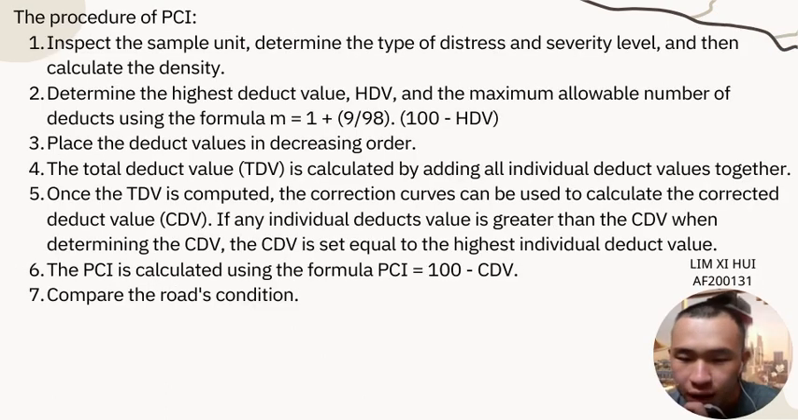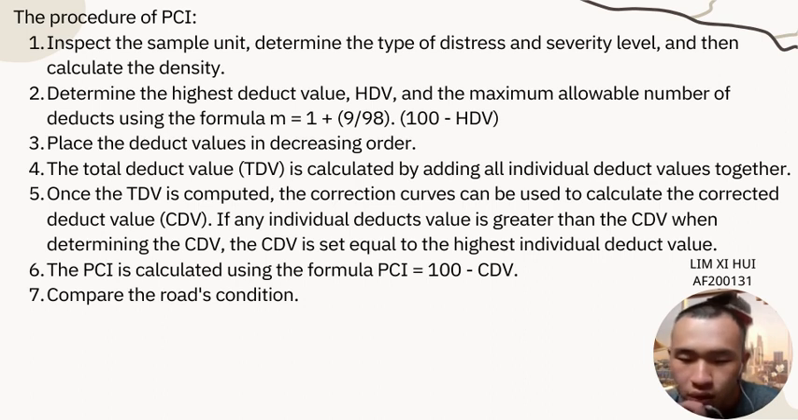The procedure of PCI: inspect the sample unit, determine the type of distress and severity level, and then calculate the density. Determine the highest deduct value, HDV, and the maximum allowable number of deducts using the formula. Place the deduct values in descending order. The TDV is calculated by adding all individual deduct values together. Once the TDV is computed, the correction curve can be used to calculate the corrected deduct value, CDV. If any individual deduct value is greater than the CDV, then when determining the CDV it is set equal to the highest individual deduct value.